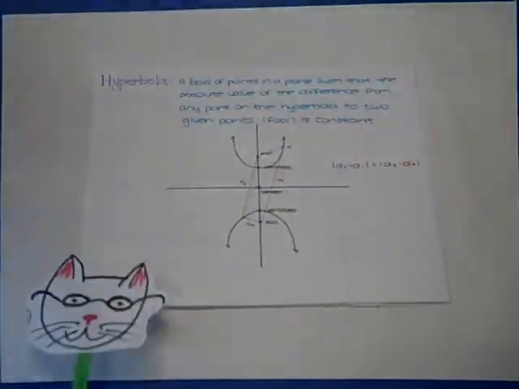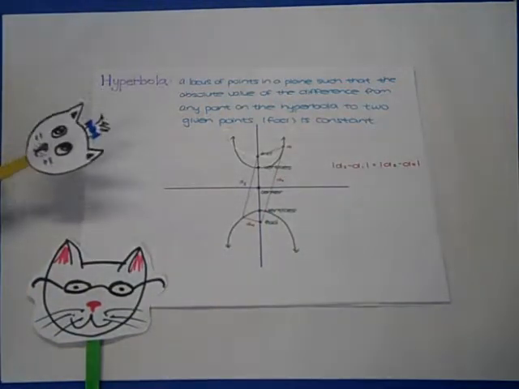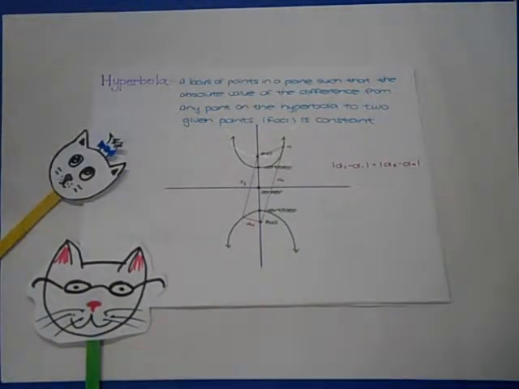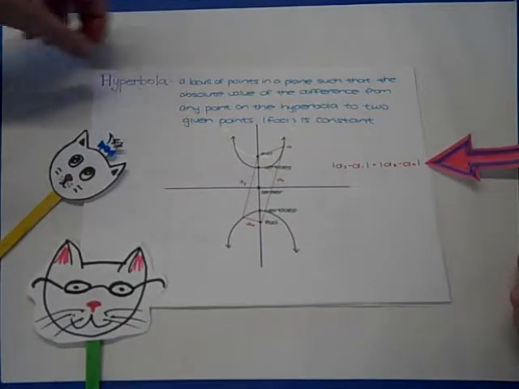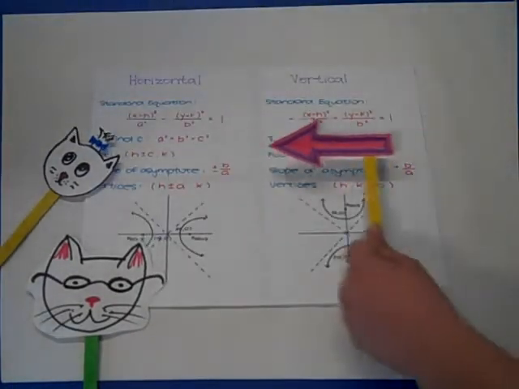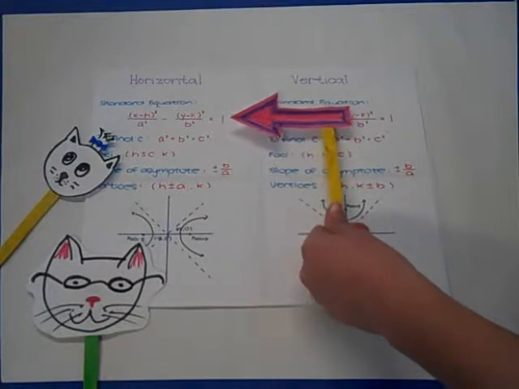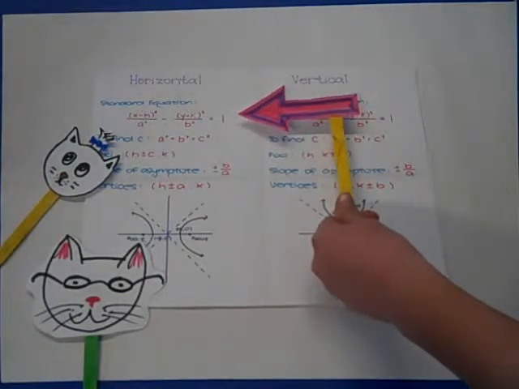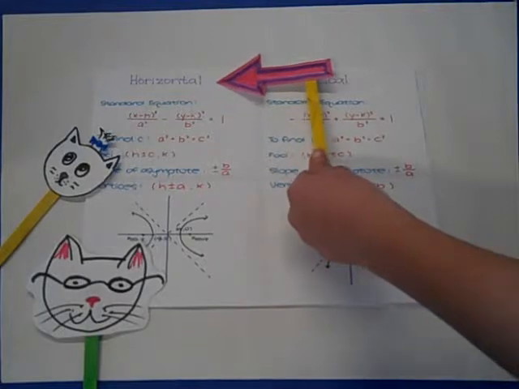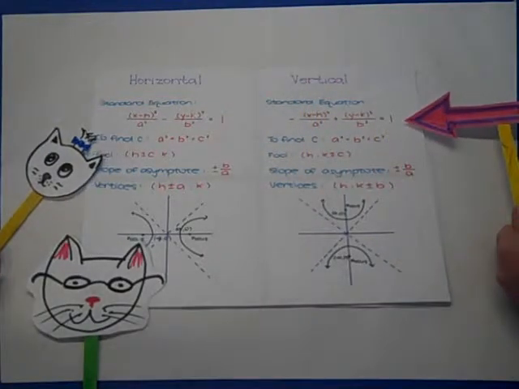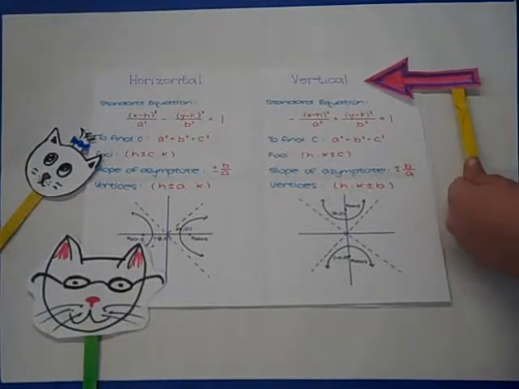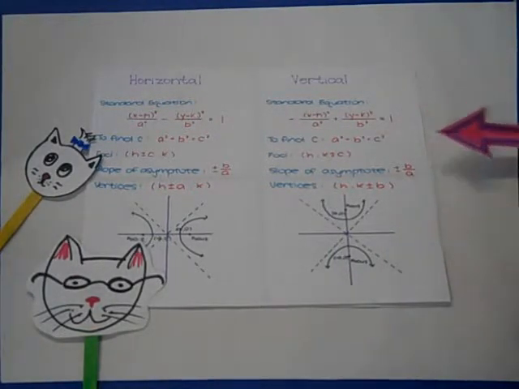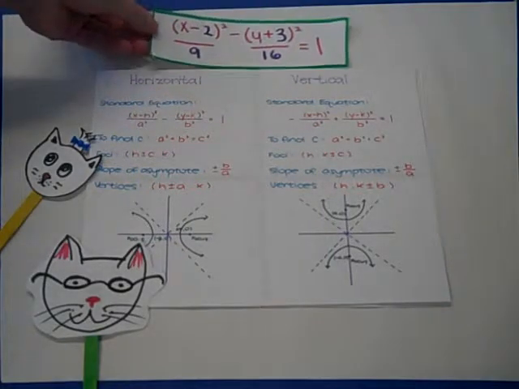Let's start with the basics. A hyperbola is a locus of points in a plane such that the absolute value of the difference from any point on the hyperbola to 2 given points, foci, is constant. This is defined by the equation (x minus h) squared over a squared minus (y minus k) squared over b squared equals 1 if the hyperbola is horizontal, and negative (x minus h) squared over a squared plus (y minus k) squared over b squared equals 1 if the hyperbola is vertical. This is probably a bit confusing, but we will explain how to graph hyperbolas step by step.